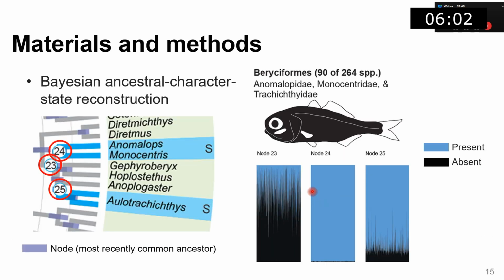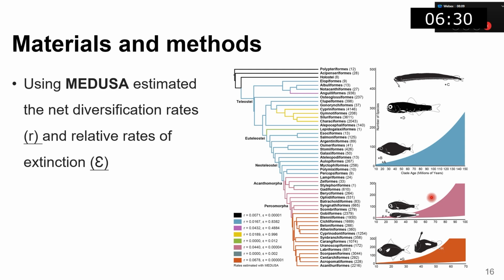And third, they use Bayesian ancestral character state reconstruction. In the tree, the purple bar marks the node, which means the most recent common ancestor. With the Bayesian approach, we can know whether each node has bioluminescence, that is, whether this character appeared in their ancestor. And fourth, they use the software Medusa to estimate the net diversification rate and the relative rate of extinction.